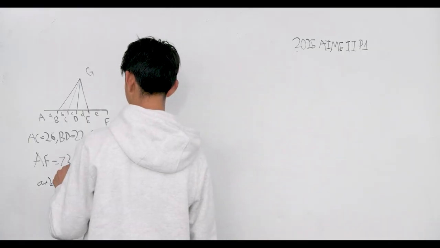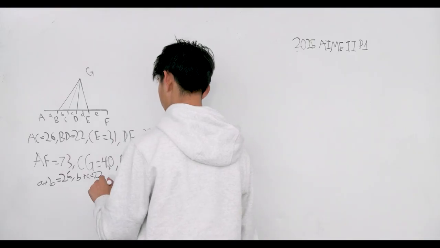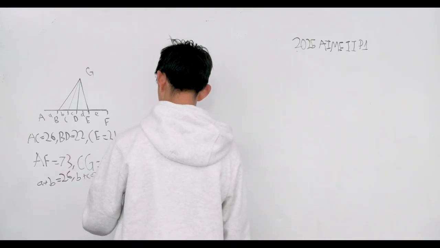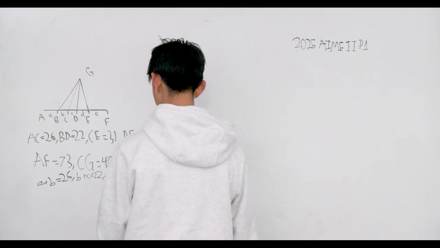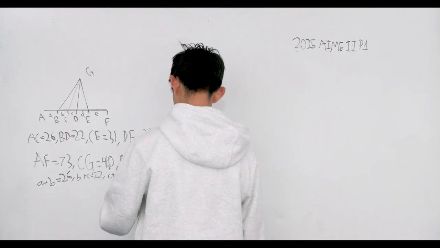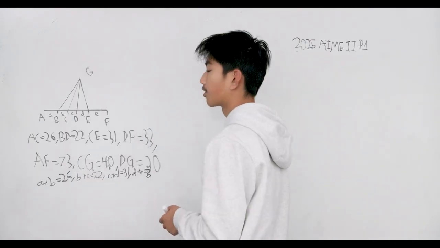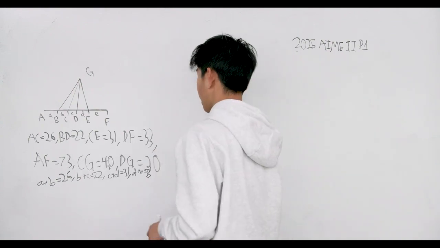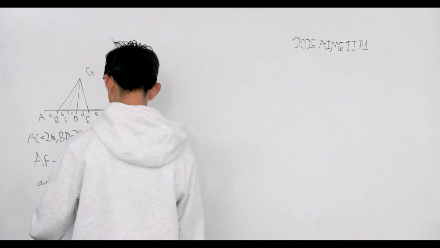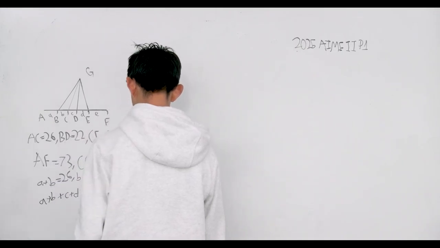So b plus c is 22. c plus d is 31. And then we have d plus e is 33. Then for AF, since it's the whole length, it's just the sum of all these variables a to e. So a plus b plus c plus d plus e is 73.